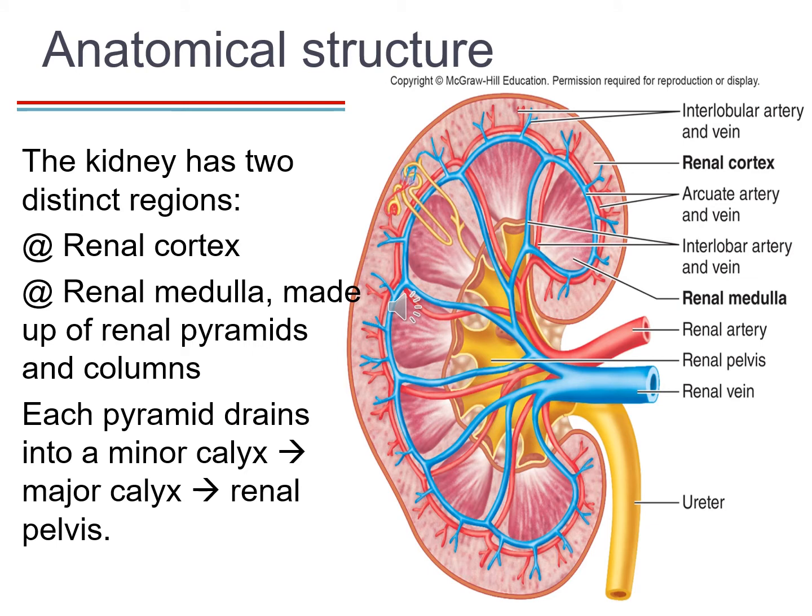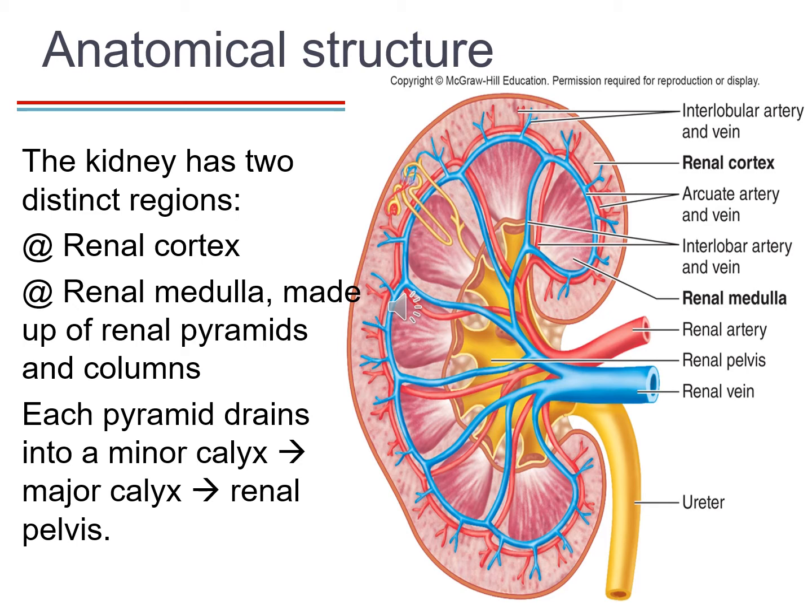Continue with the anatomical structure of the kidneys. Please be knowledgeable about the areas that can be differentiated inside the kidneys. One is the renal cortex, the other one is the renal medulla, and the renal columns.